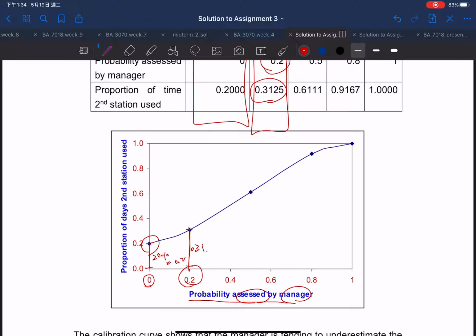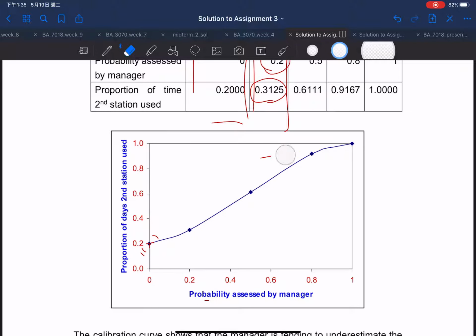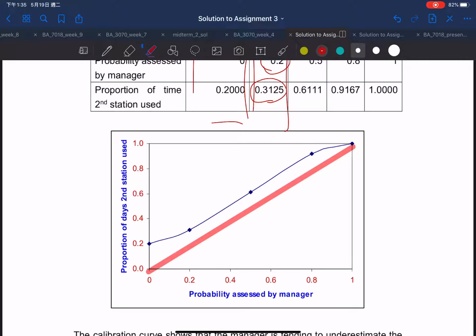Of course, I can do better, because overall there is a clear underestimation of the probability here, right? Because the 45-degree line is going to be this one. So overall, it is an underestimate.